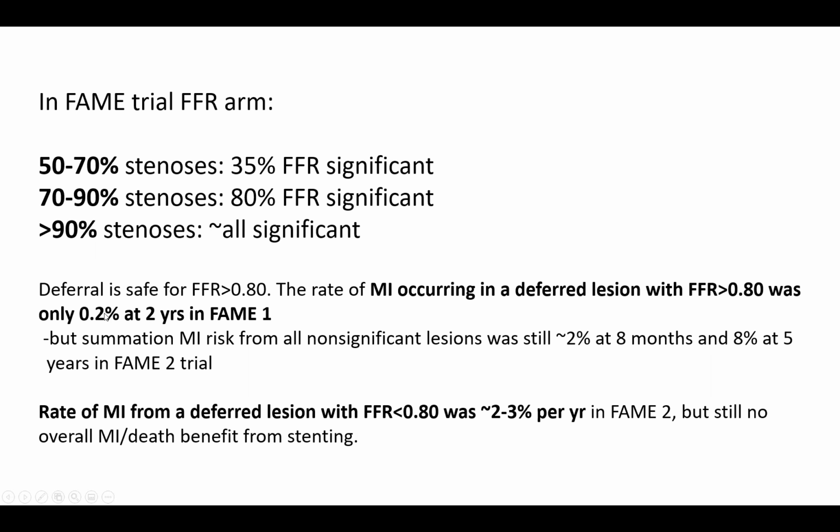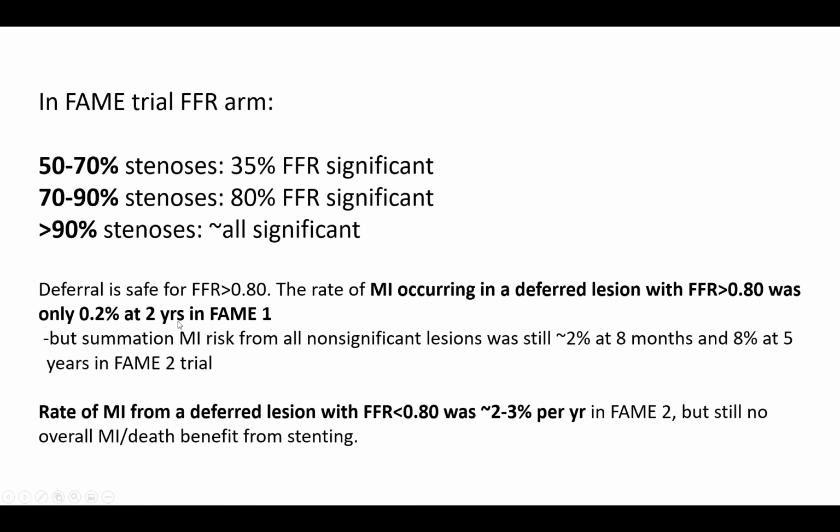Another important idea of the FFR is that, okay, I have a lesion with FFR 0.80. I'm not stenting it. That can make some people anxious. You have an 80% stenosis with FFR 0.82, you're not stenting it. However, in the FAME trial, one of the very important findings is that deferral was very safe for a lesion with FFR over 0.80. In fact, the rate of MI occurring in a deferred lesion with FFR over 0.8 was only 0.2% at 2 years. However, don't be fooled by this number.